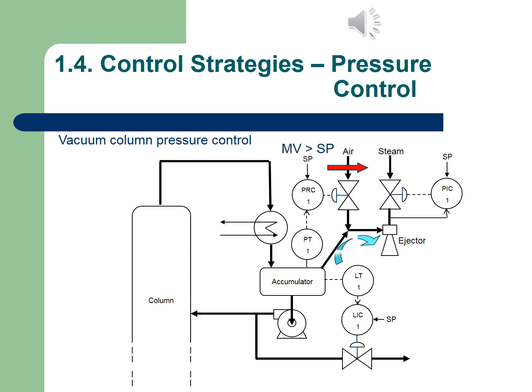Okay, over here you can see that if the measured variable is greater than the set point, meaning that we need to drop the pressure of the column itself, what can you do? You can release some of the pressure through the ejector, so the air supply will be cut off.